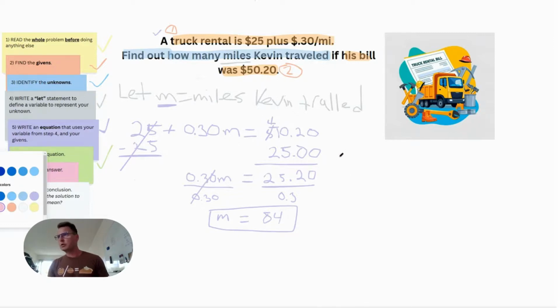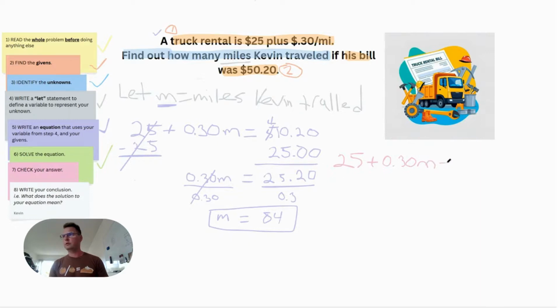which often involves taking your original equation, which I'll rewrite here, and plugging back in your answer. This is fun.